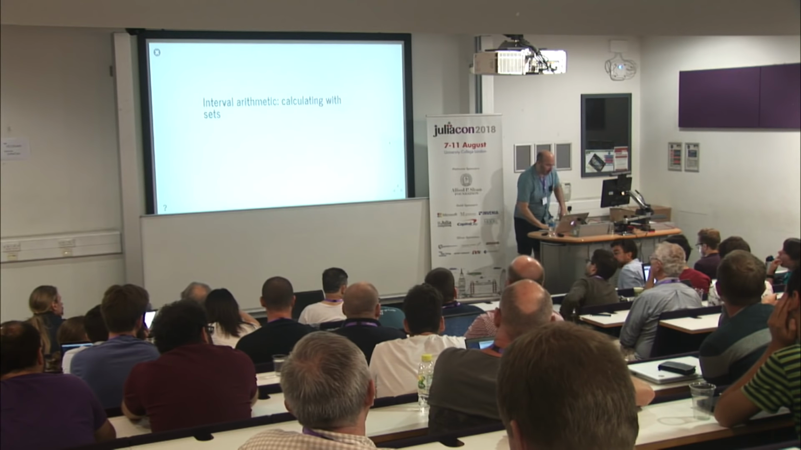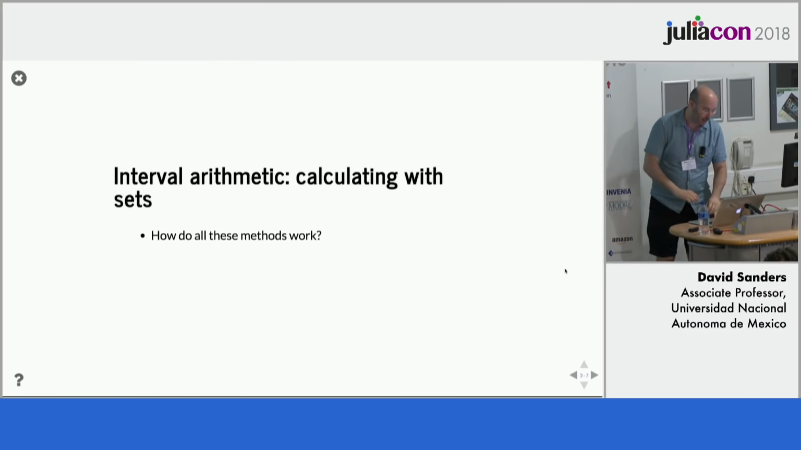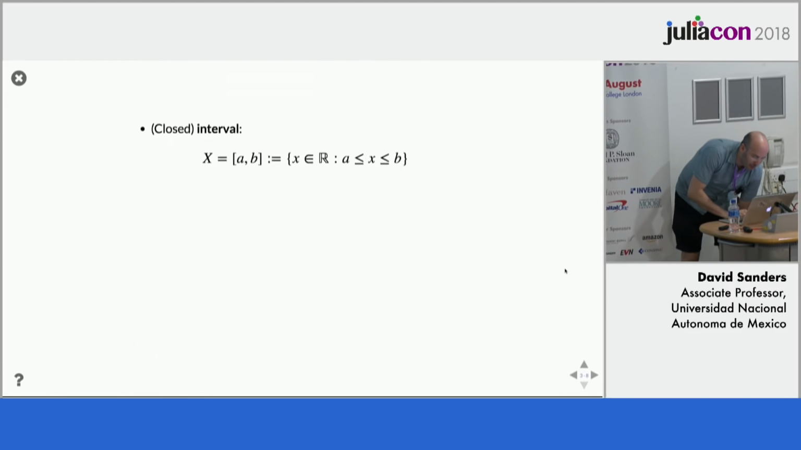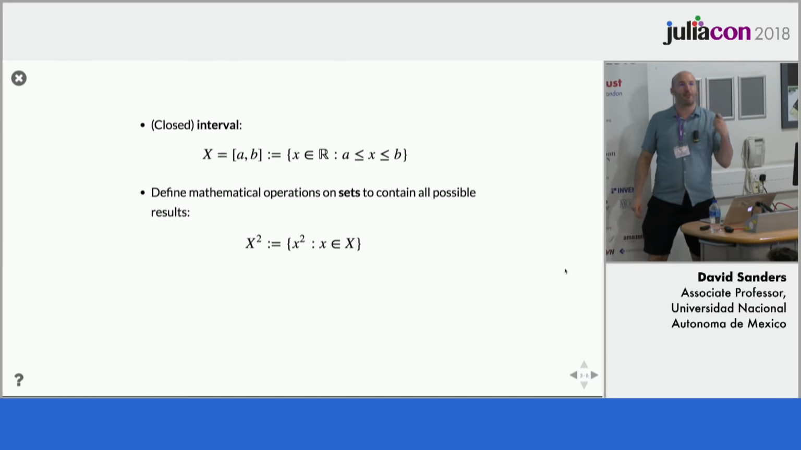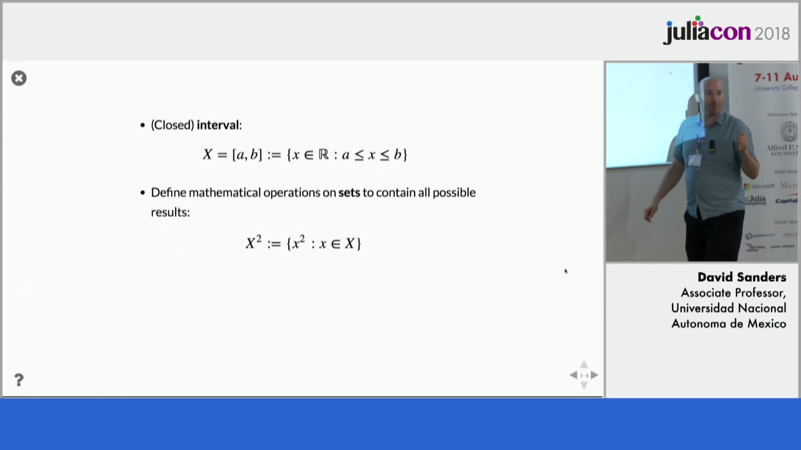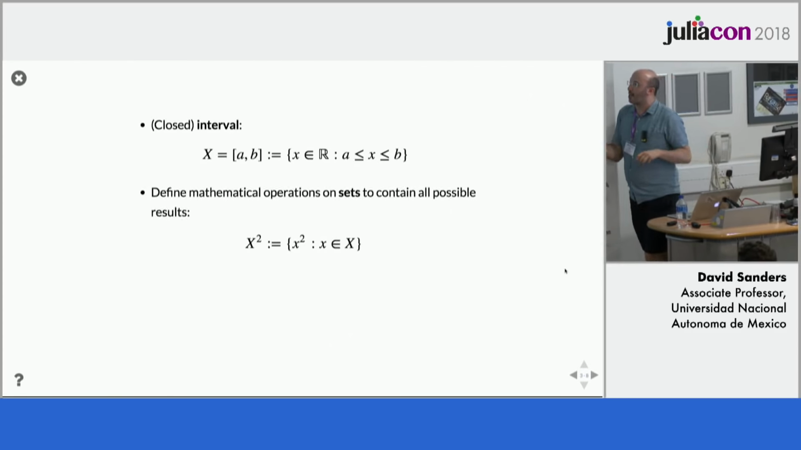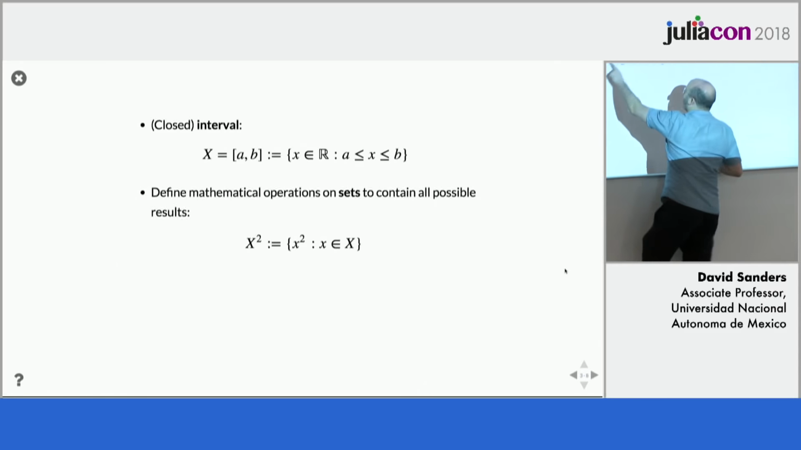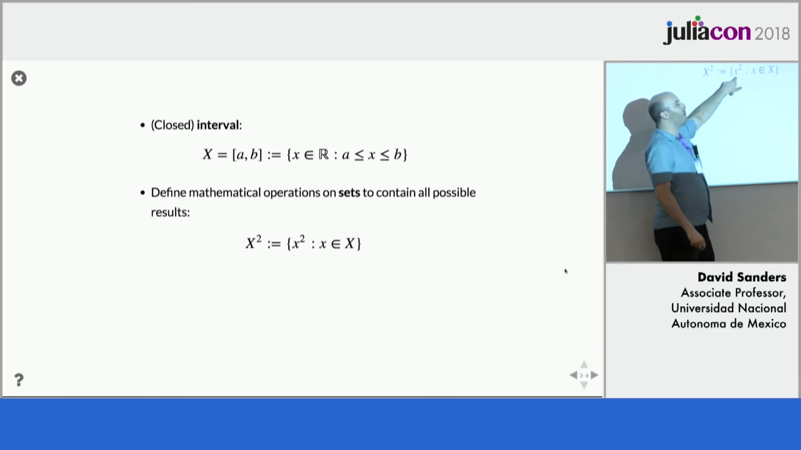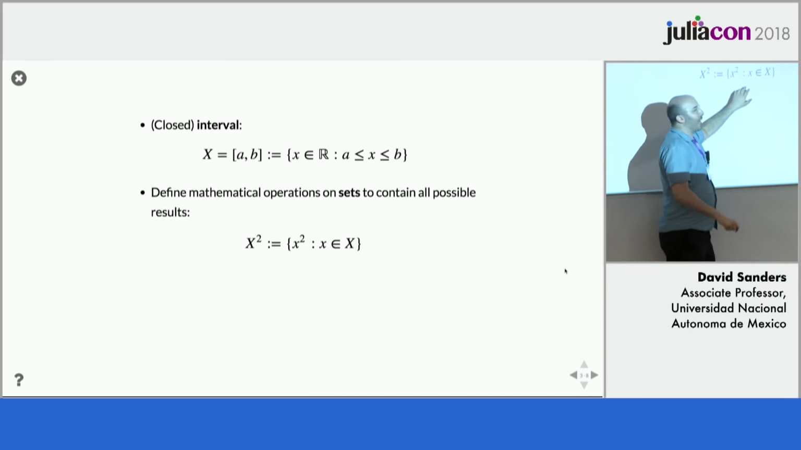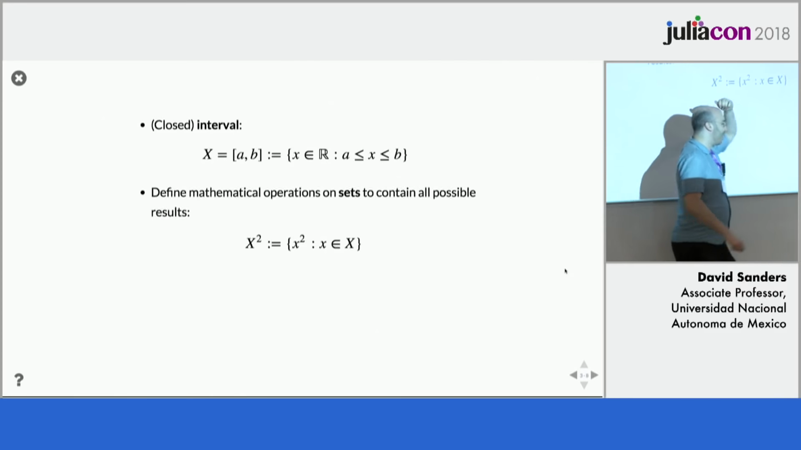Okay, so how does all this work? It uses interval arithmetic, which means we're going to calculate with sets. What does that mean? An interval is just a collection of all real numbers between a and b, and we want to define arithmetic and other mathematical operations on an interval. The way we're going to define it is we're going to define an operation, for example, take the square of an interval, to mean take the square of all the numbers in the interval and give me back a new interval. So if I square an interval, I get a new interval.